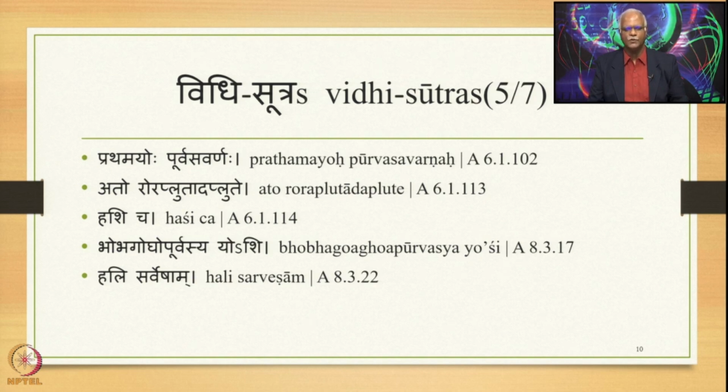Then we have Atorora Plutada Plute 6.1.113, which is also very crucial, very important. And Hashicha 6.1.114. Together with them, we can explain quite a lot of data that is visible in the Sanskrit language. Similarly, we have Bho Agho Apurvasya Yoshi 8.3.17 and Hali Sarvesham 8.3.22. And there will be some more sutras which we shall also study when we look at the Swadi Sandhi.